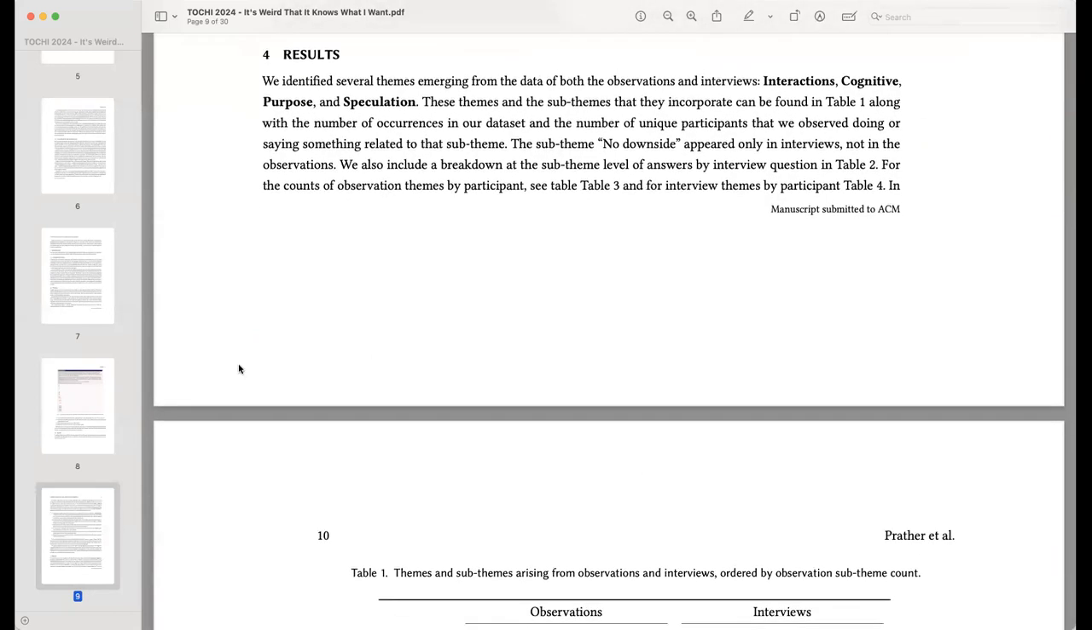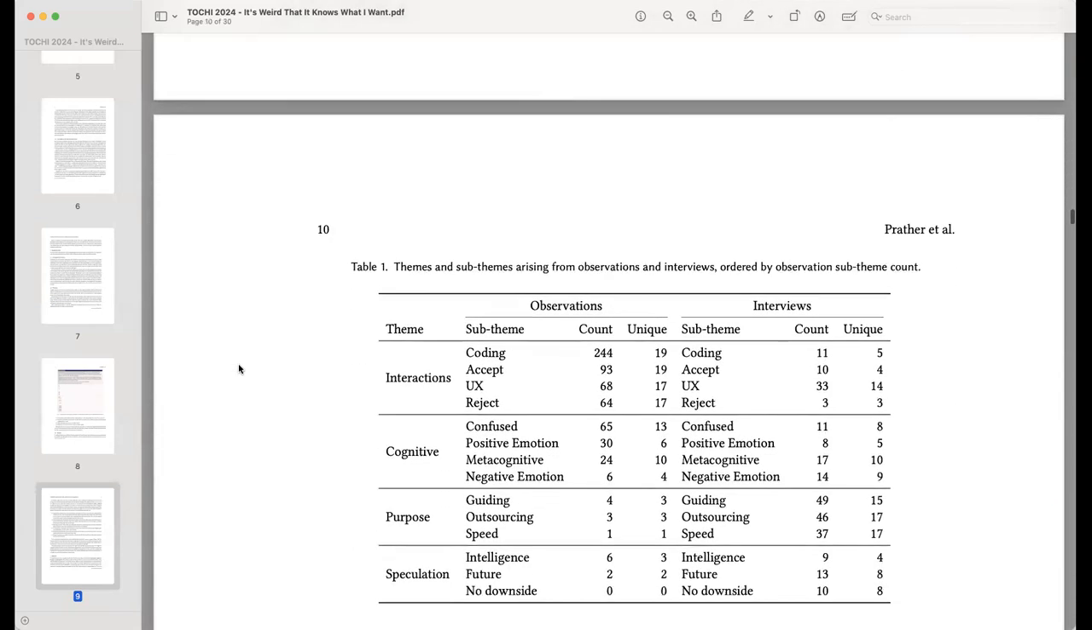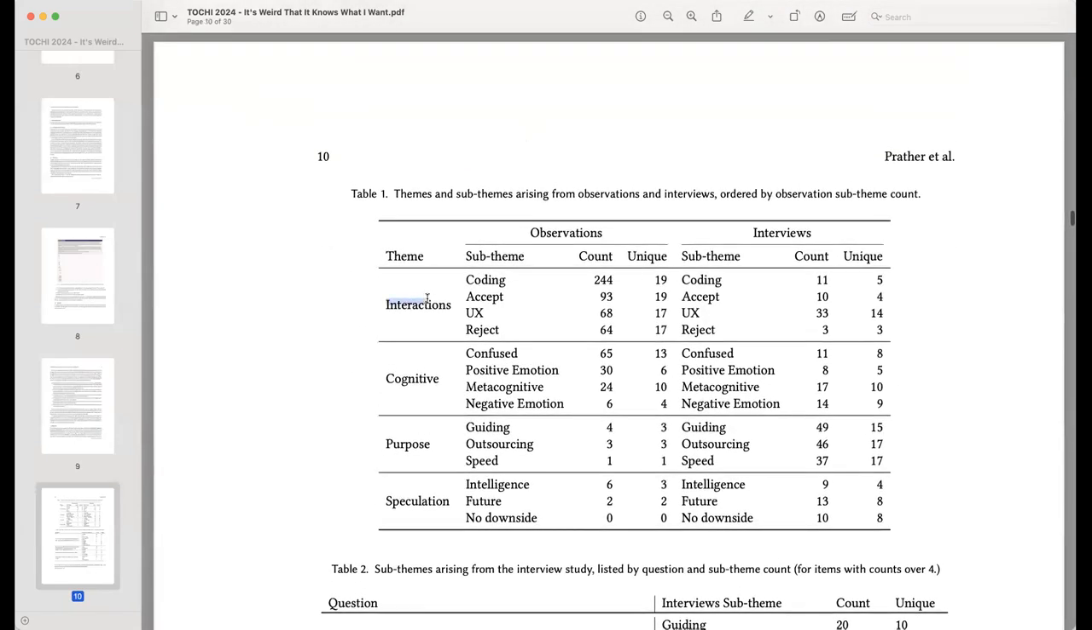In our results, we found 4 major themes, and here they are: interactions, cognitive, purpose, and speculation. Each of these themes had many sub-themes inside of them, which you can see here. You can see the count of the times we tagged them and the number of unique participants who experienced these. And you can see this side is for observations and this side is for interviews. Interactions was by far the most, followed by cognitive, and then purpose and speculation.